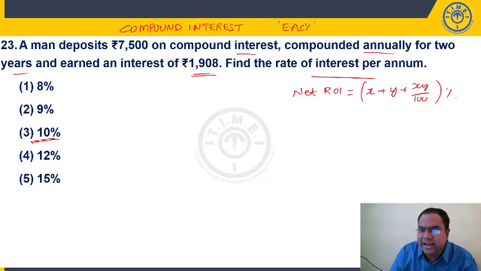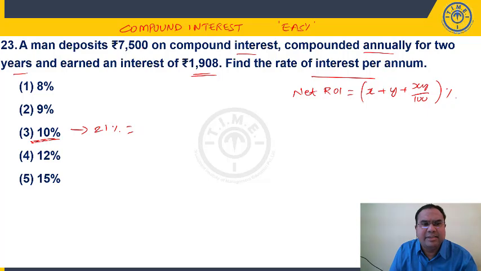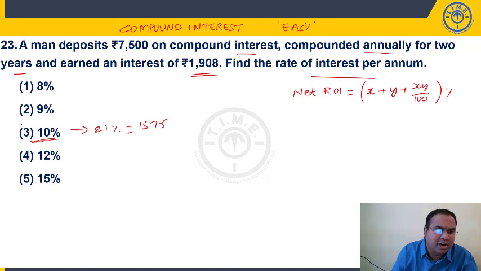10 plus 10 plus 10 into 10 by 100. So net rate of interest should be 21% for 2 years. 21% means almost my interest should be how much? 10% is 750, this is my principal. 20% will be 1500. Around 1575. But my interest is 1900, so definitely it is not 10%.